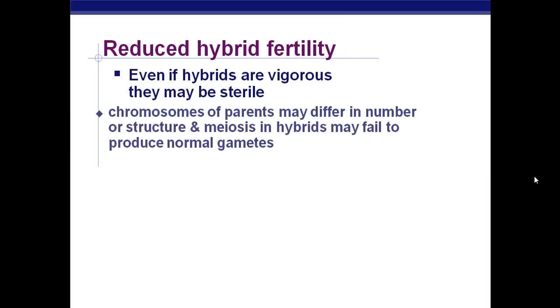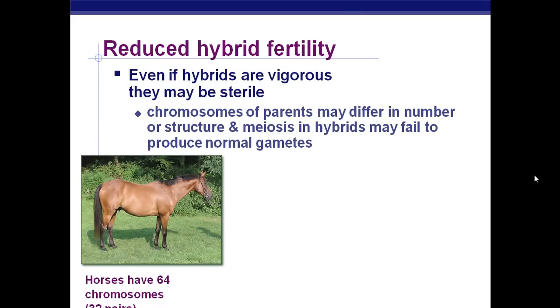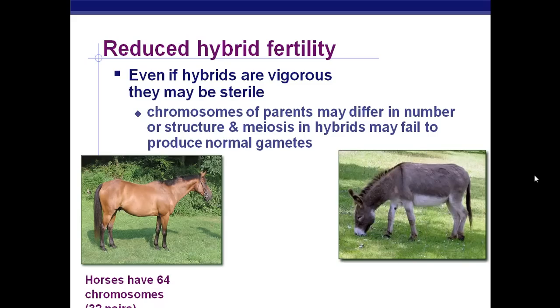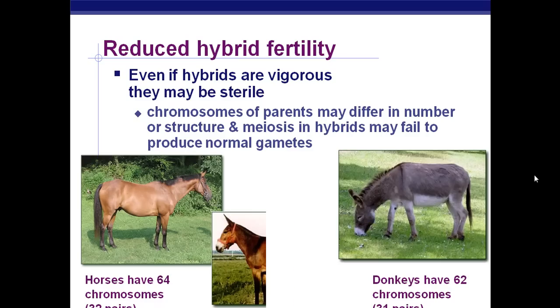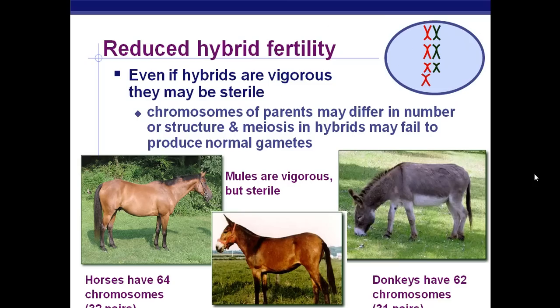Reduced hybrid fertility. Even if the hybrids are vigorous, meaning they're strong if you will, they might be sterile. The chromosomes of the parents may differ in their number or their structure, and meiosis in hybrids may fail to produce normal gametes. Classic example, horses have 64 chromosomes or 32 pairs. Donkeys, 62 chromosomes or 31 pairs. They can reproduce together and make mules, which have 63 chromosomes. Anyone who's spent any time around horses knows that mules are very vigorous. They're very, very strong, have great endurance, but they are sterile because when we look at how their chromosomes would try to pair up in meiosis, it wouldn't work. Gametes not viable. Those chromosomes can't pair up because of the odd number, and that's why mules are sterile.